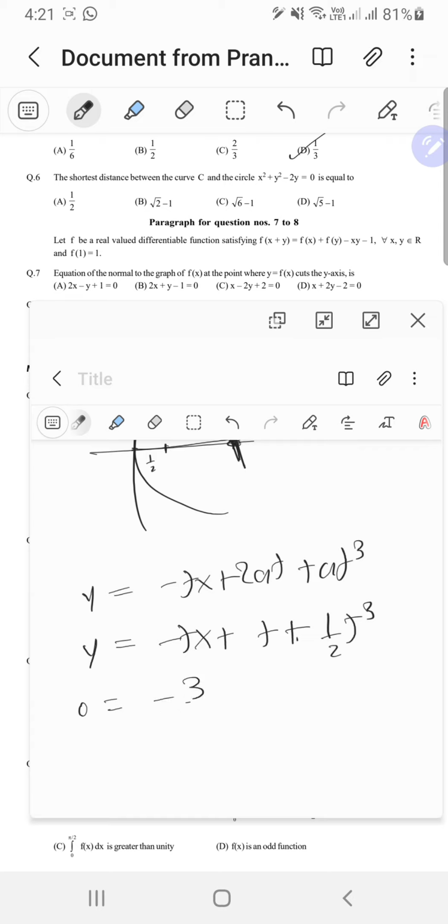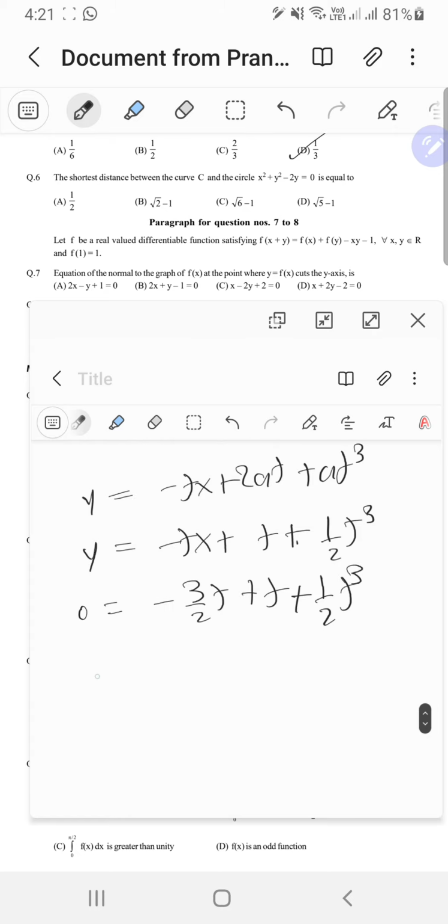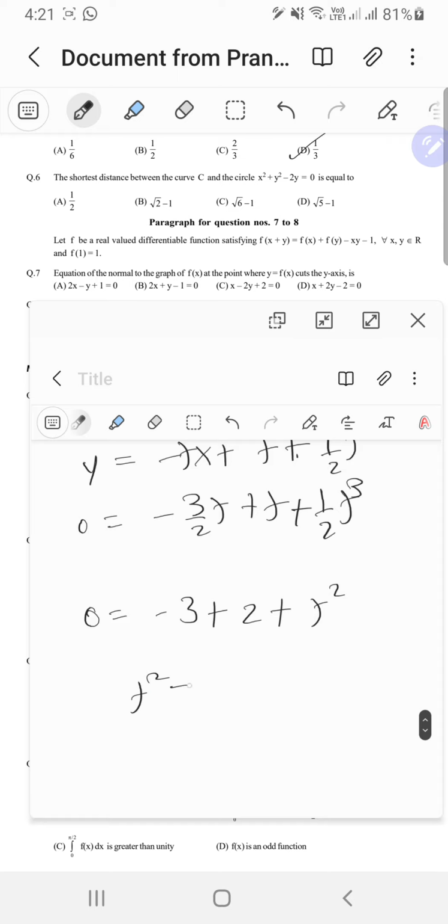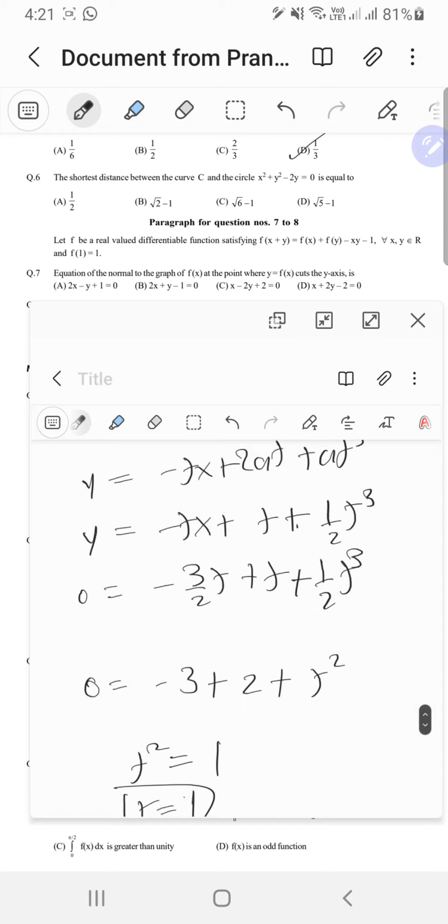So negative 3 by 2 t plus half t squared, sorry, t cubed. Cool, so it's like multiply by 2 and divide by t, so 0 equal to negative 3 plus 2 plus t squared equal to plus minus 1. I'll just take 1 over there. If it's 1, then we know what this point is. This point is just 80 squared, which is half, and 280, which would be 1. So from half comma 1 you have this guy.